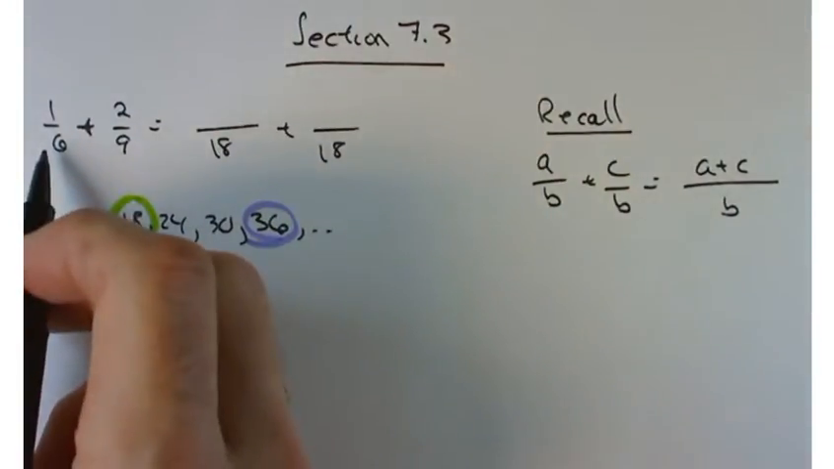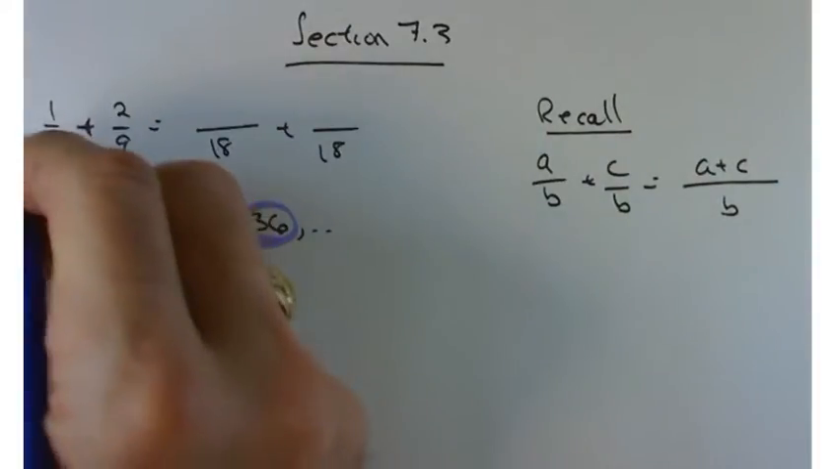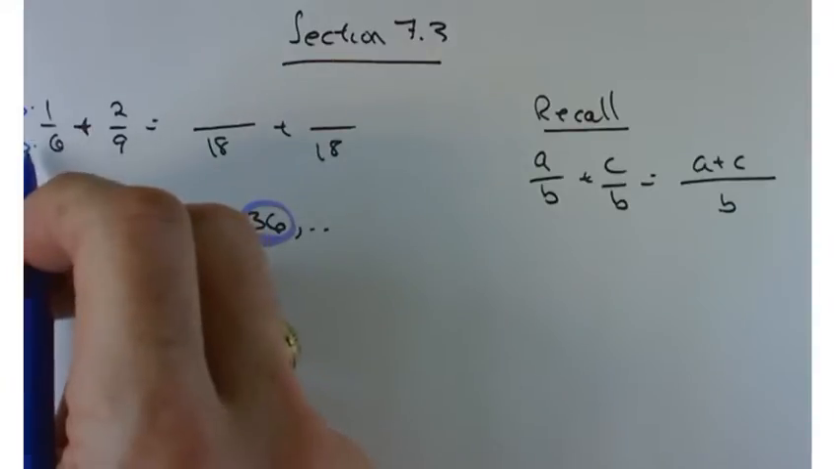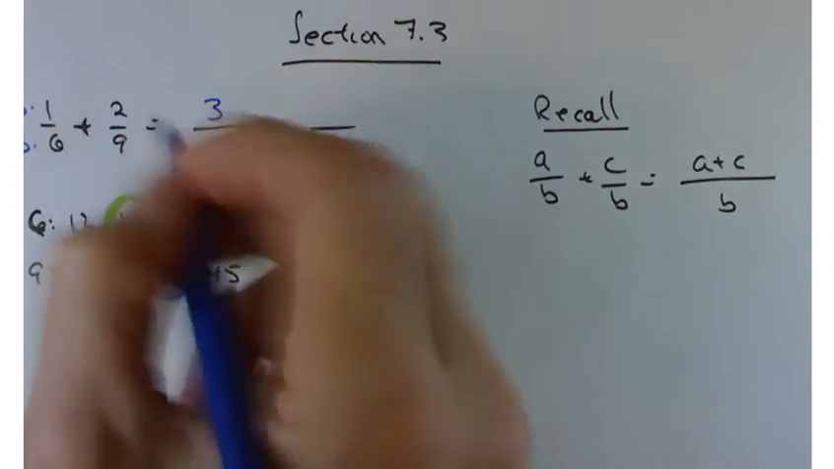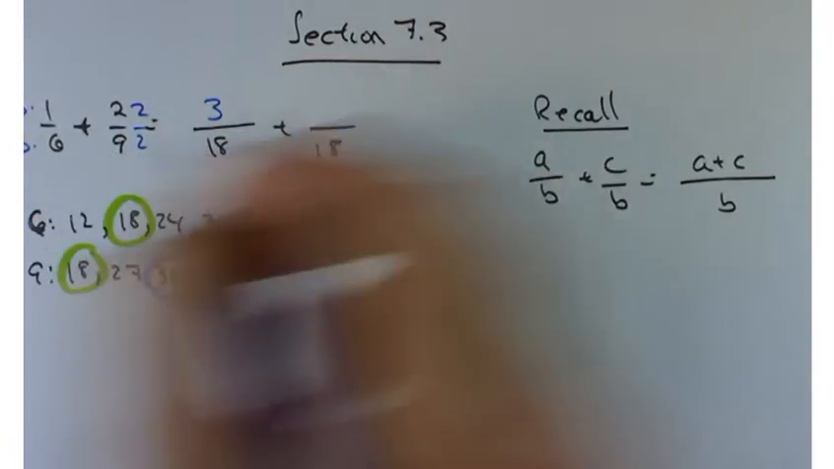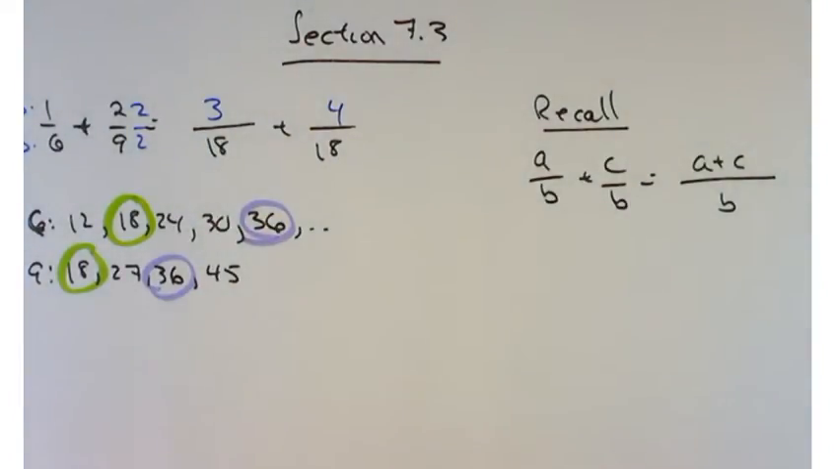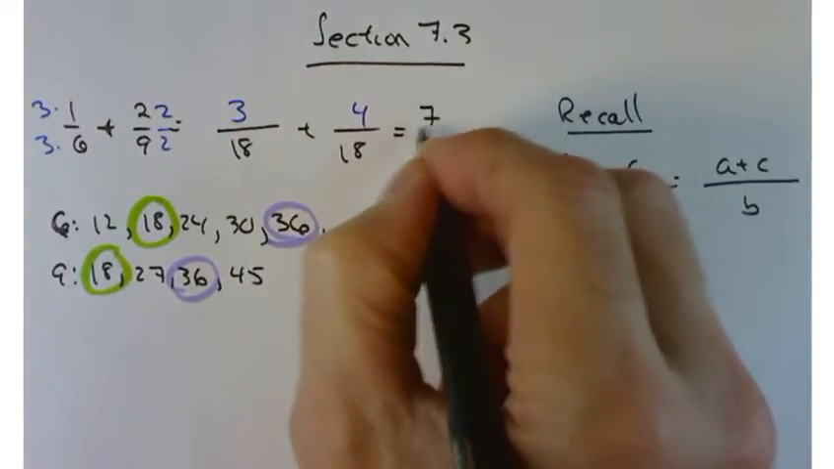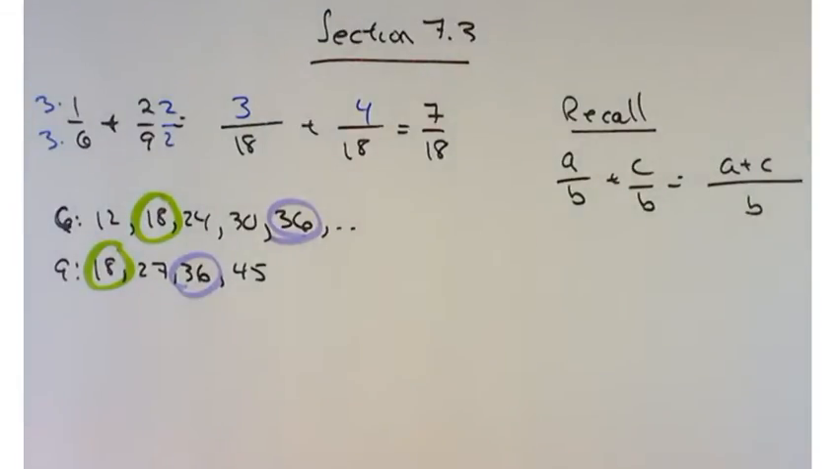We need to convert 1/6 to something over 18. So multiply this by 3 over 3. Essentially, we're multiplying by 1, so that gives me 3/18. And then multiply this by, say, 2 over 2. 2 times 9 is our 18. 2 times 2 is 4. Now that we have a common denominator, we can add the numerators. So 7 over 18.